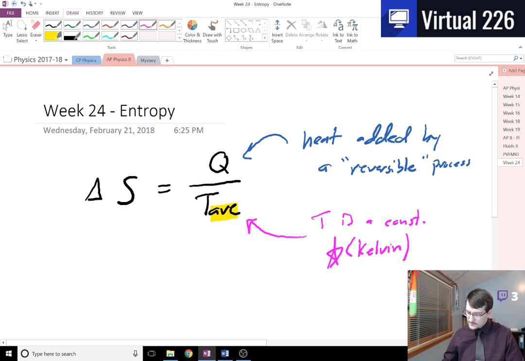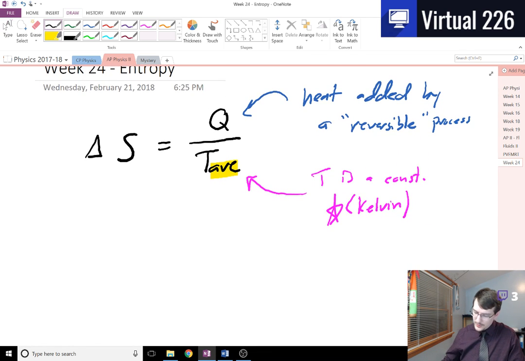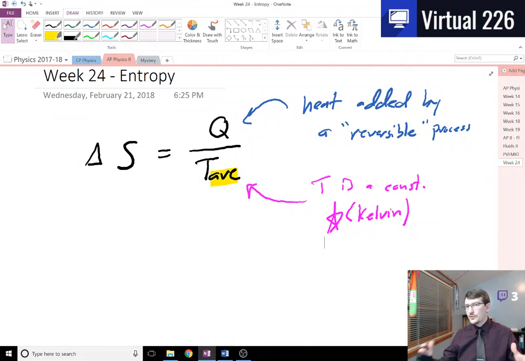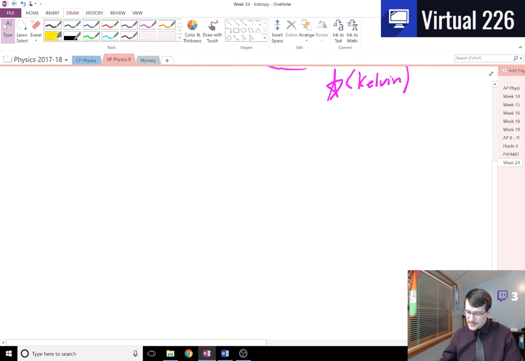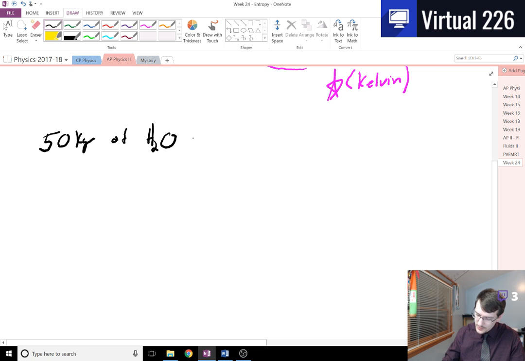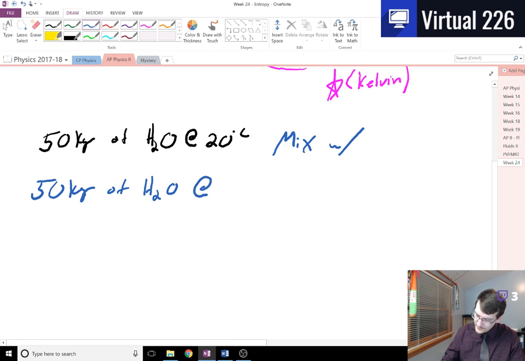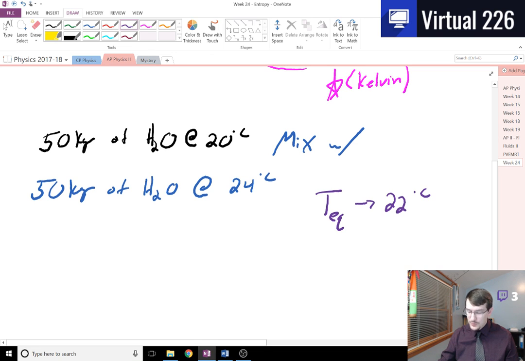Okay? So if we take a little look at an example of how we could use entropy to see the disorder of a system, let's take 50 kilograms of water, good old H2O, at 20 degrees Celsius, and mix it with 50 kilograms of water at 24 degrees Celsius. Okay? If we remember back to our calorimetry, or if we wanted to work it out on our own, we know that this water is going to reach an equilibrium temperature of 22 degrees Celsius.